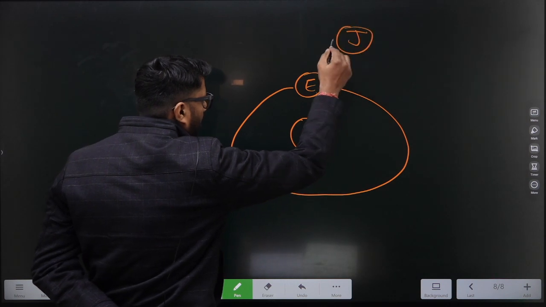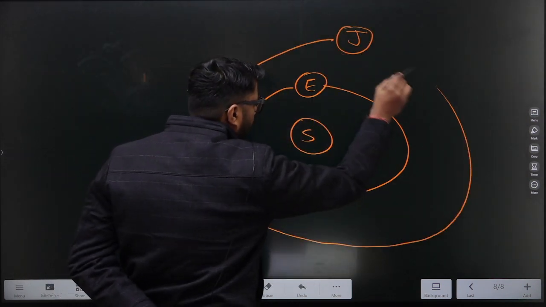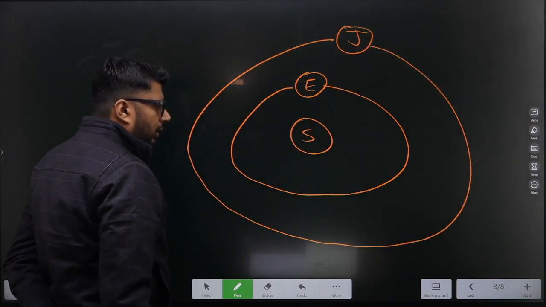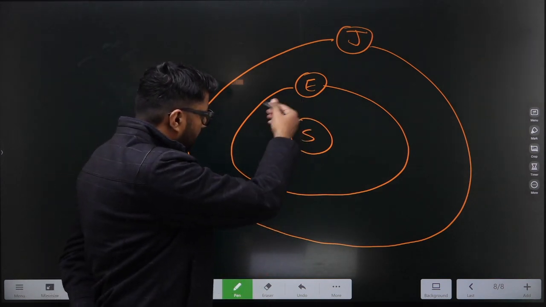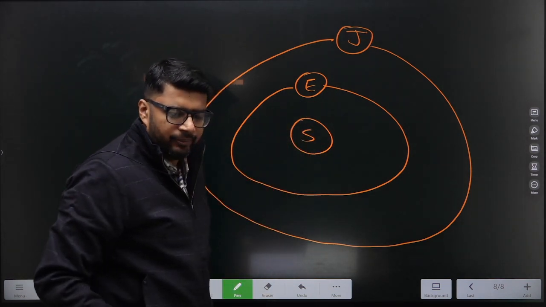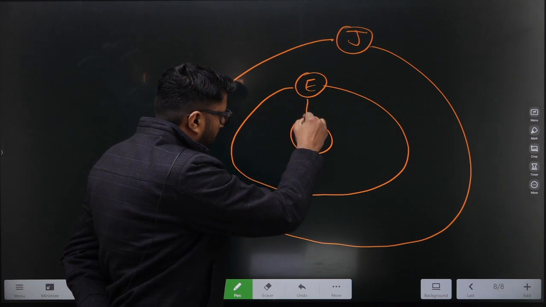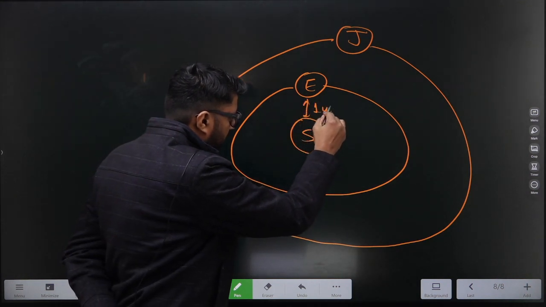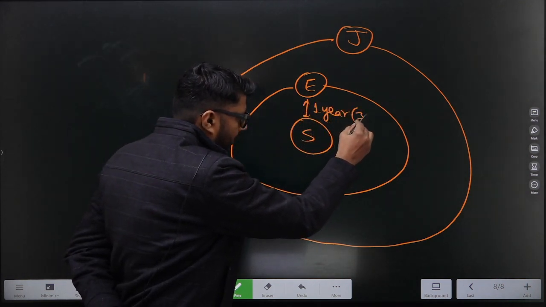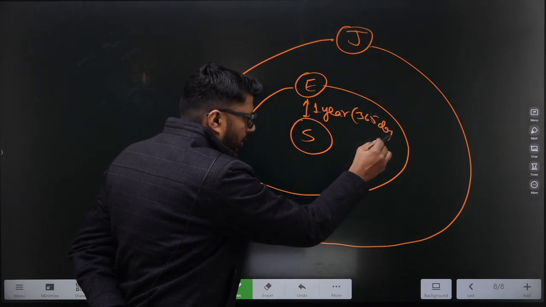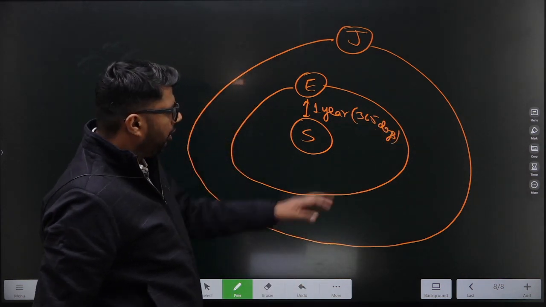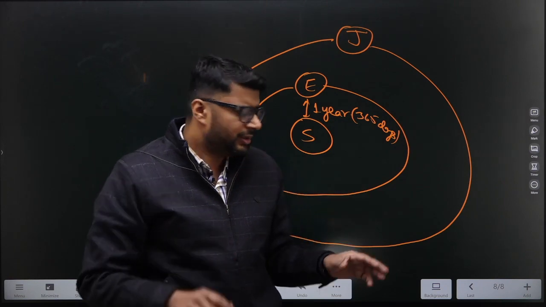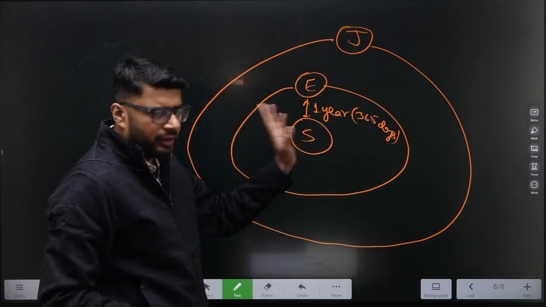Jupiter is also revolving around the Sun. We know that Earth takes 1 year, that is 365 days, to revolve around the Sun. We do not consider the extra 6 hours here, just approximately 365 days or 1 year.